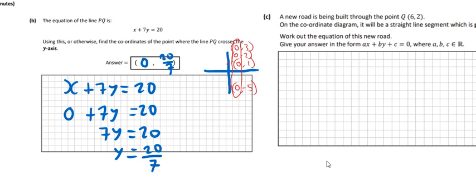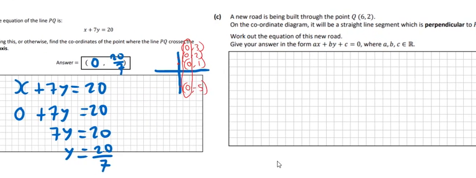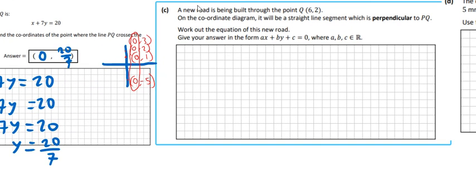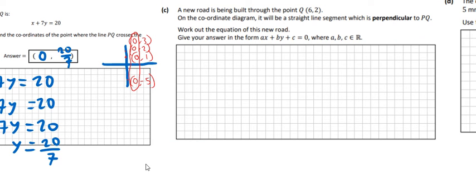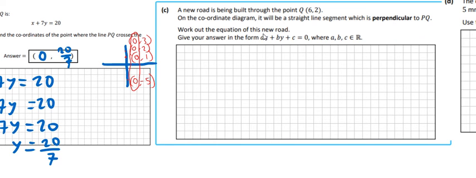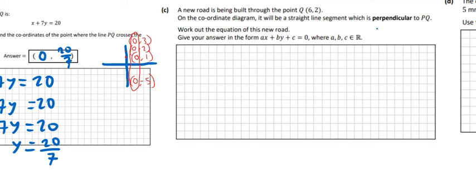Part C then, a new road is being built through the point 6, 2. On the coordinate diagram, it will be a straight line segment which is perpendicular to PQ. Work out the equation of this new road. So when you see perpendicular, you need to remember that there's something going on with the slopes that you're going to have to calculate. So the slope of a line perpendicular to another line is minus the reciprocal.